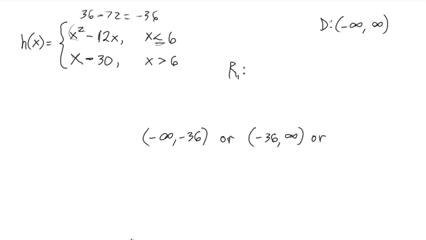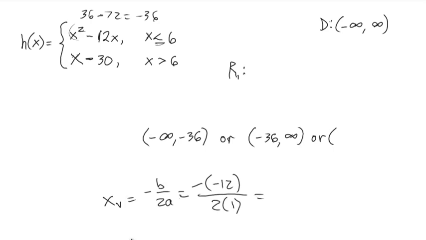But there's actually a third possibility because this is a quadratic. We're going to have to do negative b over 2a and find the vertex x value. This is important because it's a part of finding the range of a quadratic. Well, b in this case is negative 12 and a is 1. And so we're going to go negative negative 12 over 2 times a, which is 1. And we wind up with 12 over 2, which is equal to 6. That means that this 6 right here is the vertex.